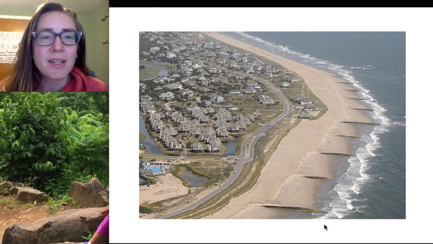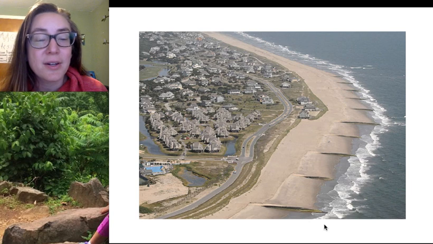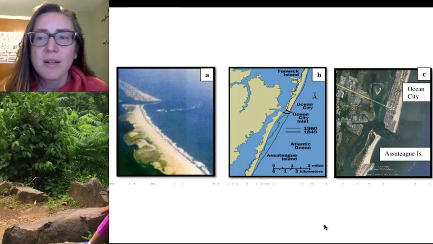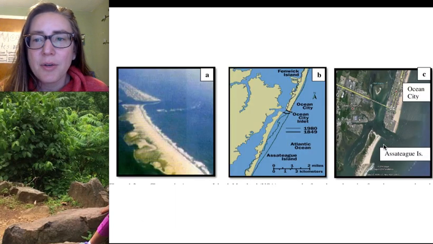Again, maybe not really realizing that these barrier islands are dynamic, that they are always moving and that they're not going to stay the same way for their existence. So here is Assateague Island and Ocean City right next to one another. I thought this was interesting from a historical perspective. You can see that it has moved.